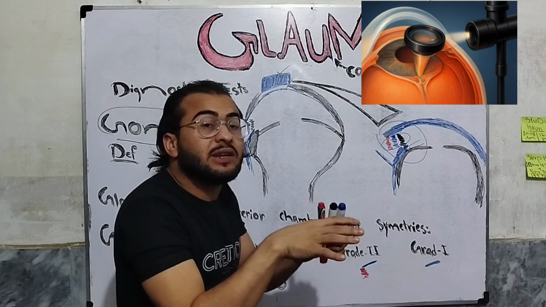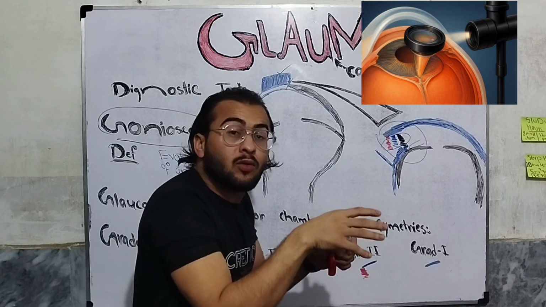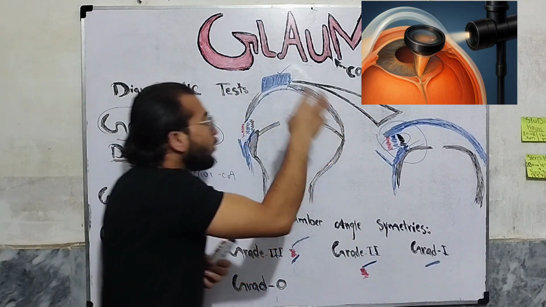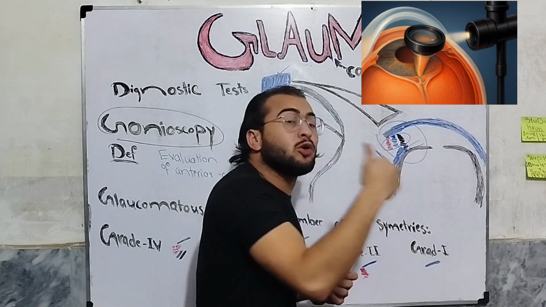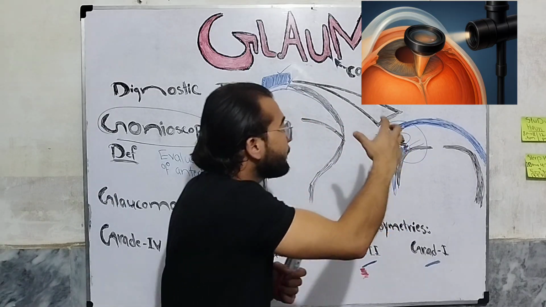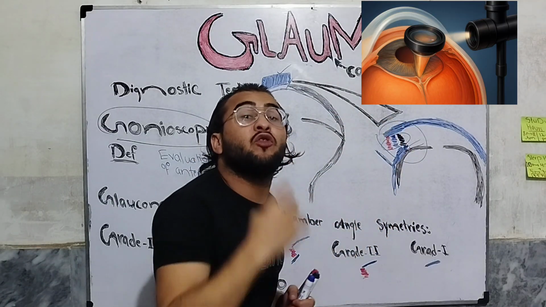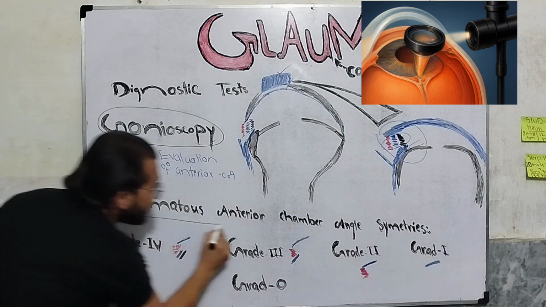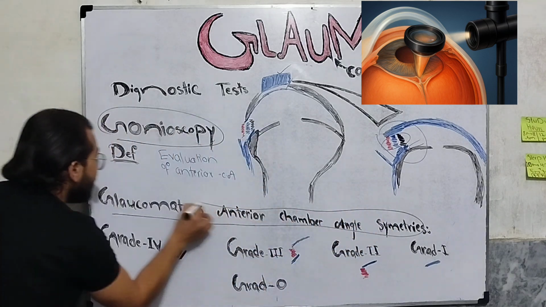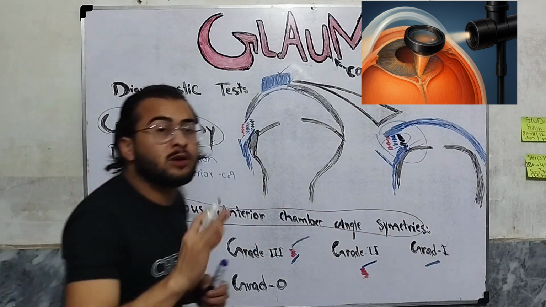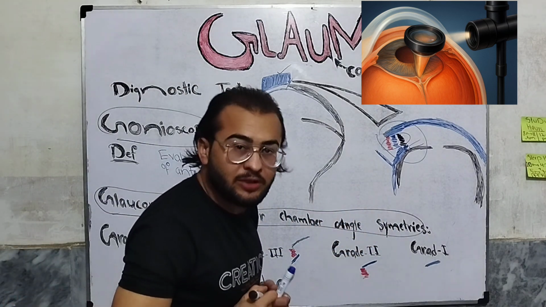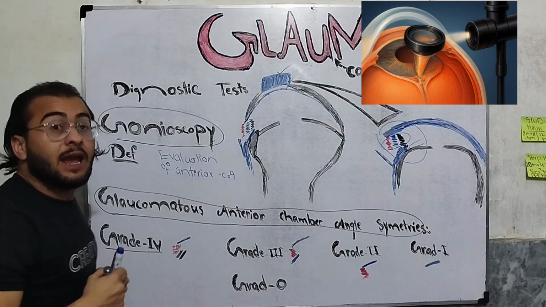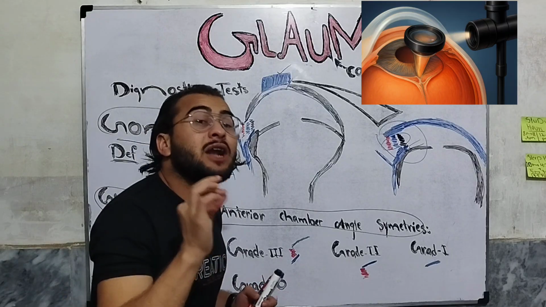In some cases the interior chamber angle becomes narrow, and in some it is completely closed. So on this basis, on the narrowing and complete closing of this angle, we have divided the angle symmetry into four grades. This is called glaucomatous interior chamber angle symmetries. So in glaucoma we have four types of interior chamber angle symmetries. The first grade we have is grade 4, and grade 4 is called a wide open angle.